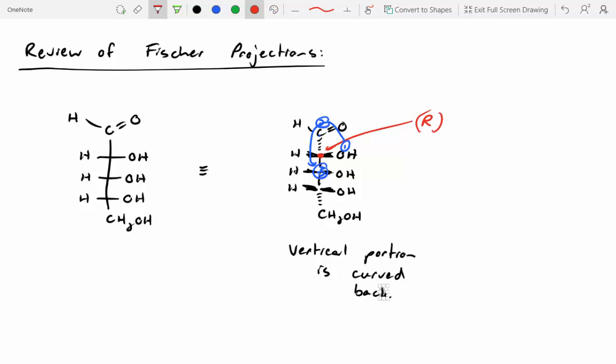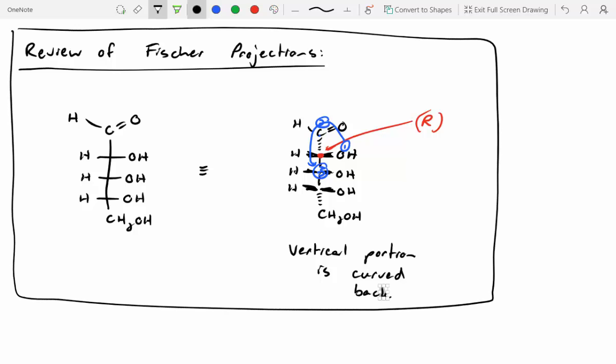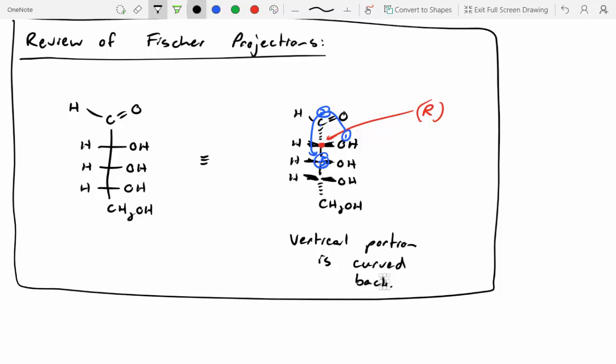So sometimes it is a little bit tricky, but just make sure you slow down and assign priorities correctly. Sometimes model kits will also help with this. So if you do need to break out a model kit and physically build these, that can help you manipulate them and rotate them around in three-dimensional space so it's easier to see. But we're going to be using Fischer projections a lot this chapter. Also, if you do want to pull up the old course notebook from fall term, it's still up online, so you can go back and review notes from that section as well.